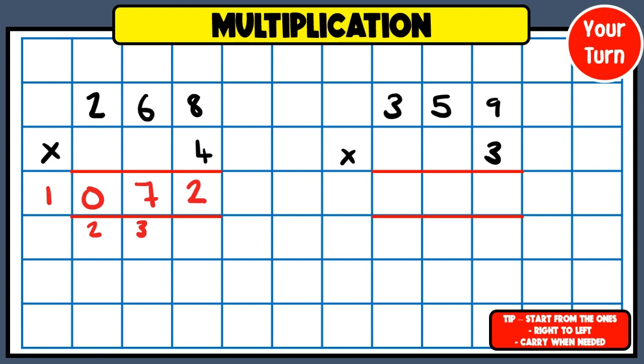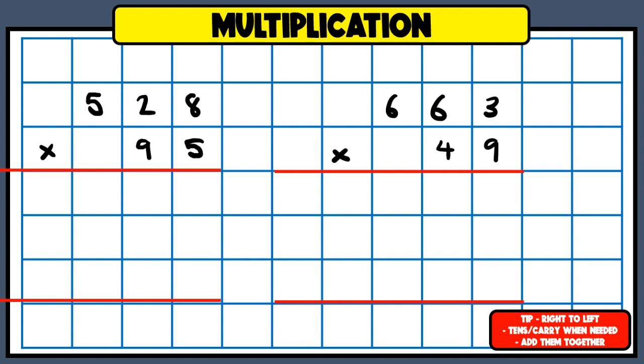Next one, 3 times table. 359 times 3. We have 3 times 9, which is 27. Put the 7 there and my 10s underneath the next column. 3 times 5 is 15. 15 add 2 is 17. So I put another 7 in there and my 10s goes into the next column. 3 times 3 is 9. 9 add 1 is 10. Alright, did you get that right? So we've got 1072 for the first answer and 1077 for the other answer.